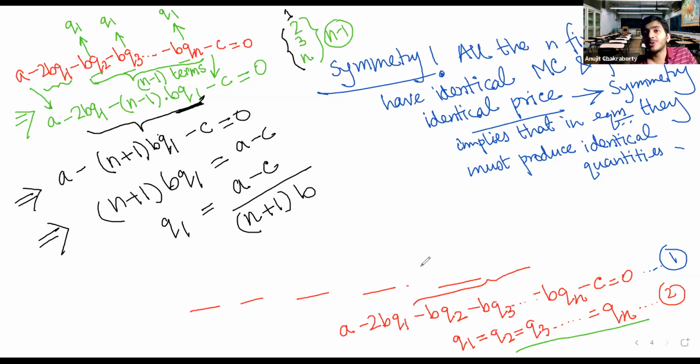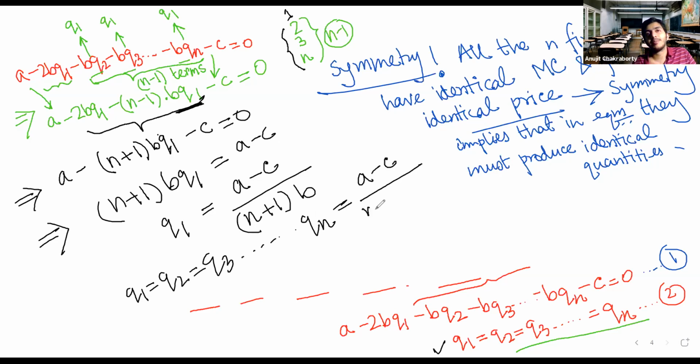What are the other firms going to produce? Well, by symmetry, every firm produces this quantity. So we know that q1 and q2 and q3 and all the firms, all the way up to qn, are going to produce (a minus c) divided by (n plus 1) times b. That is going to be the quantity produced by each firm here.